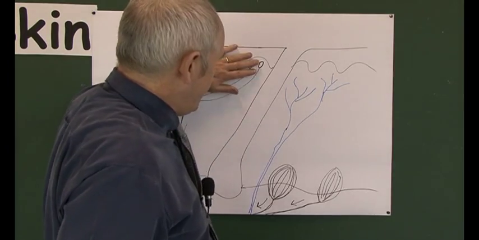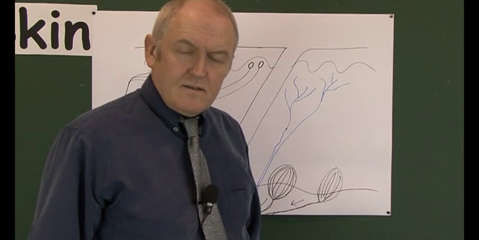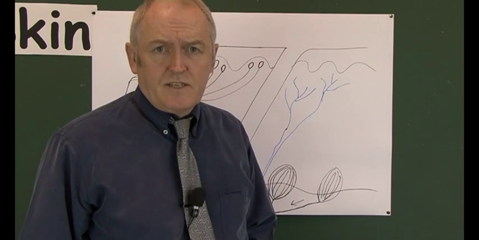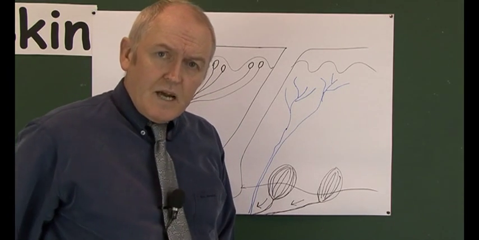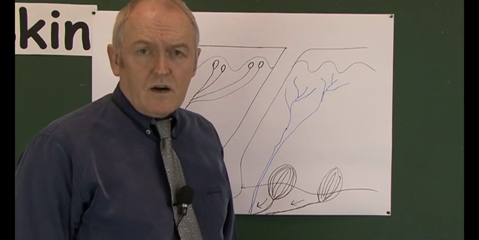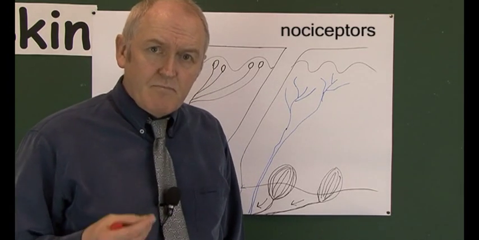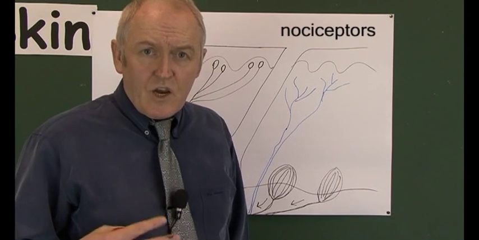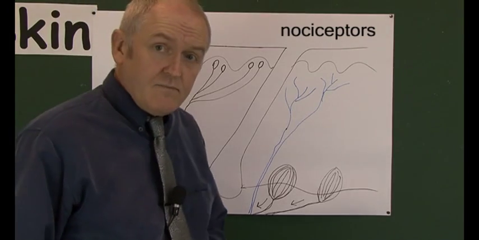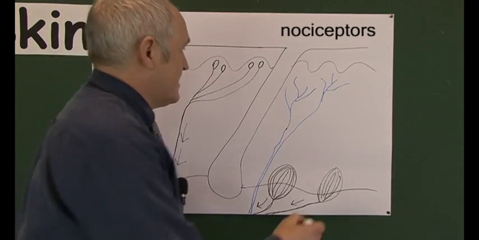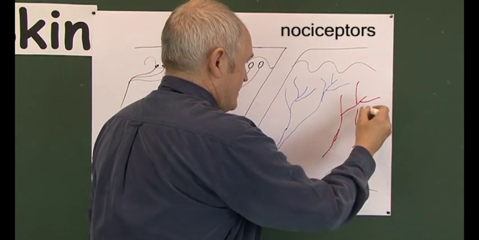So we've got touch, pressure, temperature, and of course you know that the skin is also sensitive to pain. There are specialised pain receptors. And the specialised pain receptors are called nociceptors. Nociceptors detect pain. They are detecting noxious stimuli. They are nociceptors. And again, these are just free nerve endings in the dermis. So here we have nociceptors.